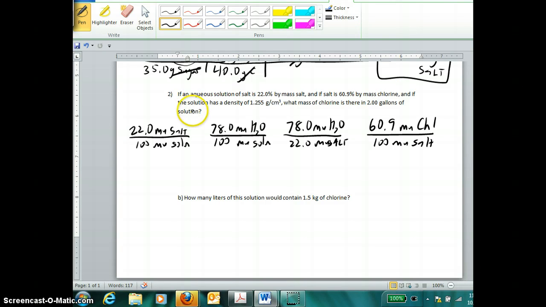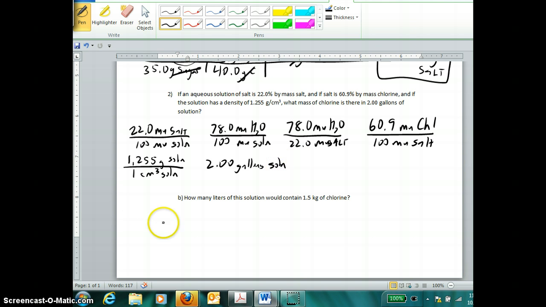We continue to read that we're given a density, and it's the density of the solution. So I would write 1.255 grams of solution over 1 centimeter cubed of solution. Number, units, label for everything. And then I'm also told that we have 2 gallons of the solution. Gallons. Solution.